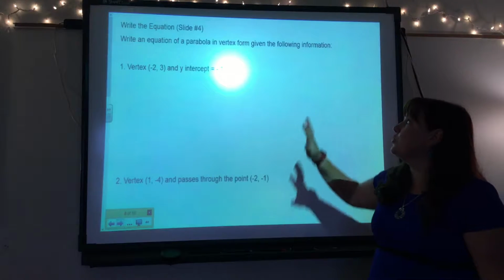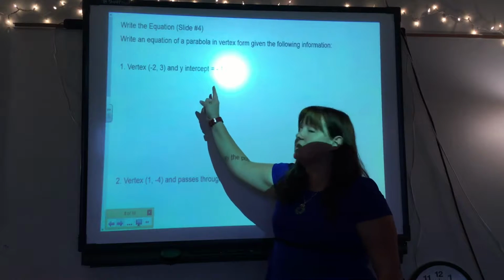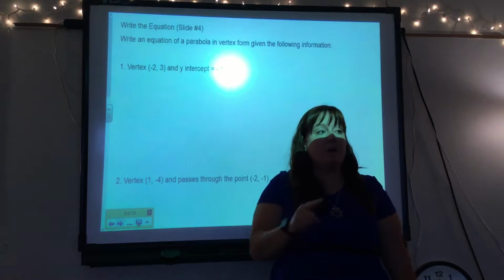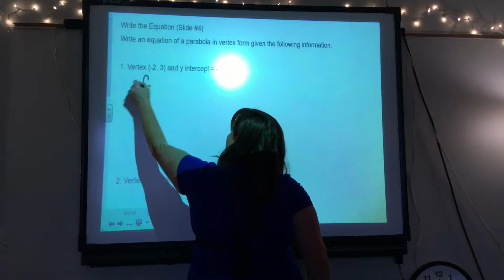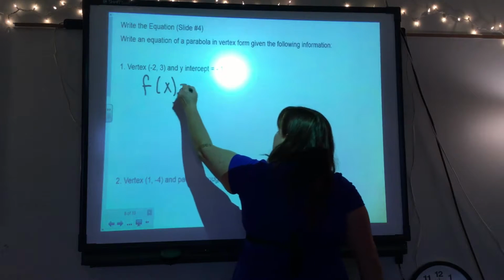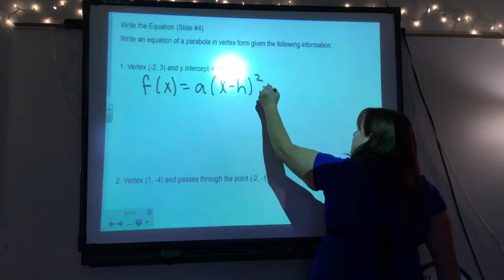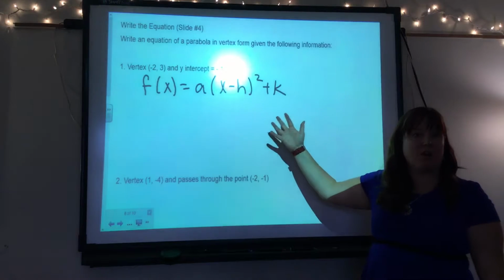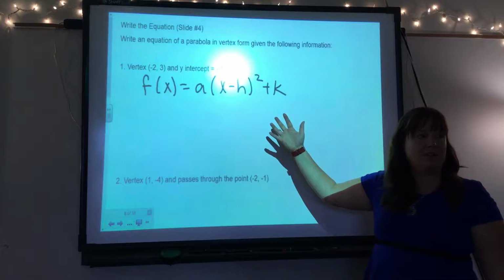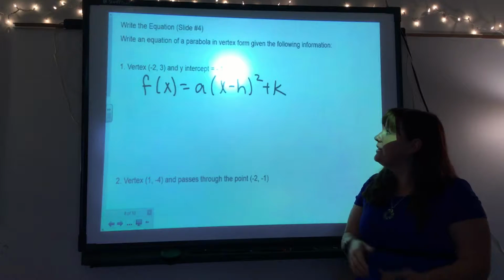Okay, so we're going to write the equation of a parabola with a vertex at negative 2, 3 and a y-intercept of negative 1. So the vertex part is easy. You're going to write down our original vertex form, f of x equals a times (x minus h) squared plus k. This is vertex form that we already know, right? We kind of looked at it yesterday, so we're halfway there.